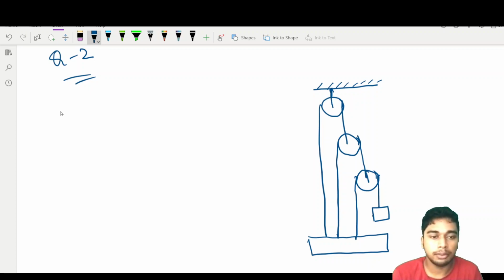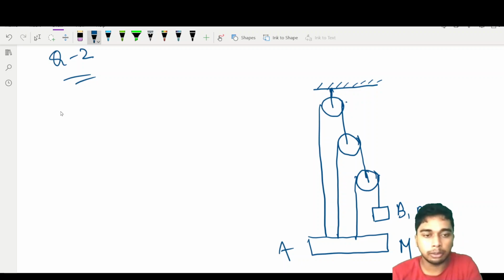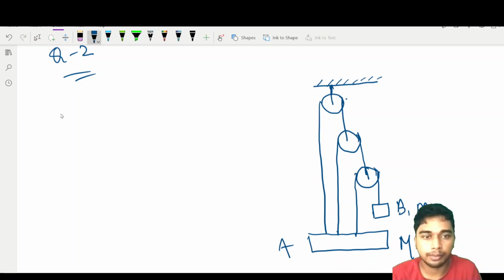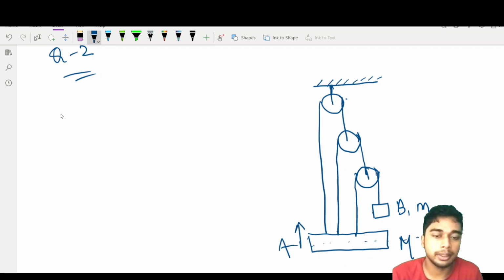So for example, I'm considering this is pulley A whose mass is capital M, and here pulley B and mass is small m. This is an ideal pulley, and for an ideal pulley I have already discussed what should be the constraint, what should be the condition. For example, if I displace this block by distance x, then it will come here. So this distance is x.